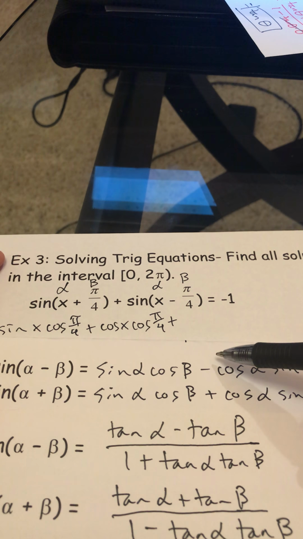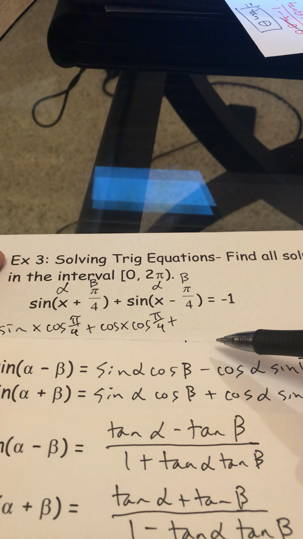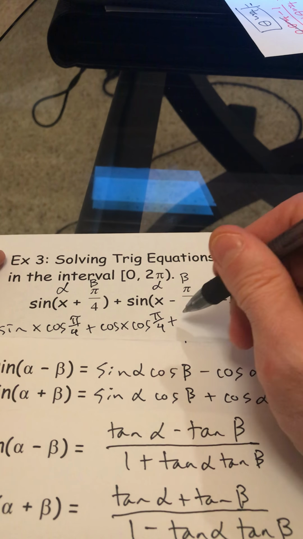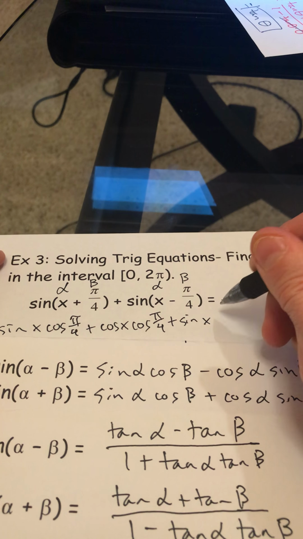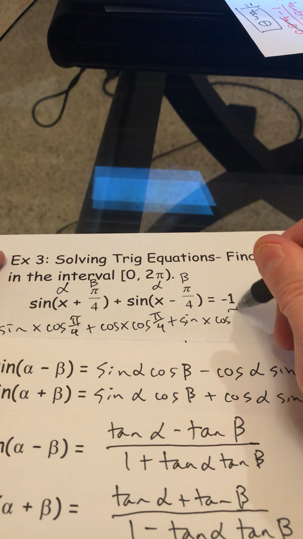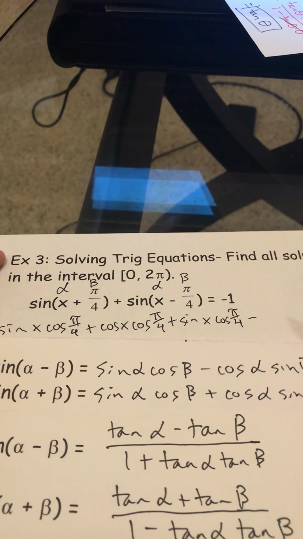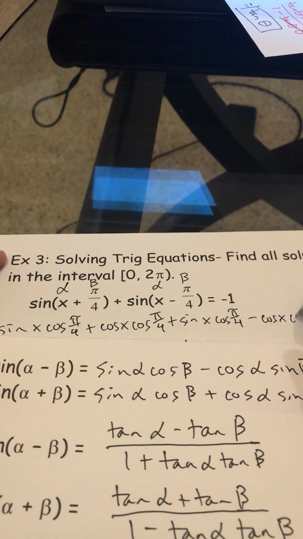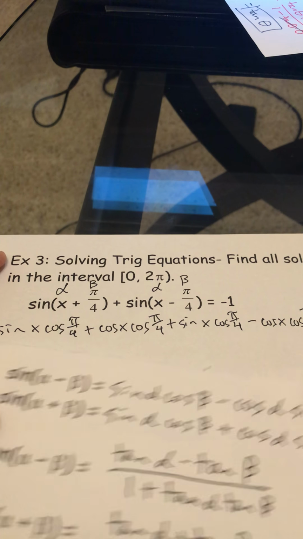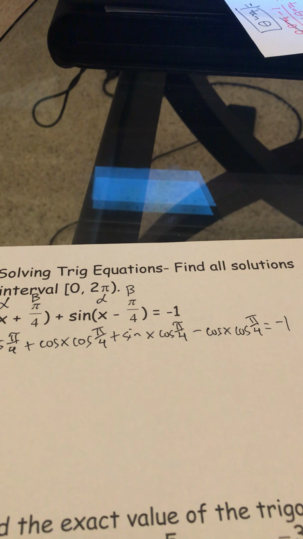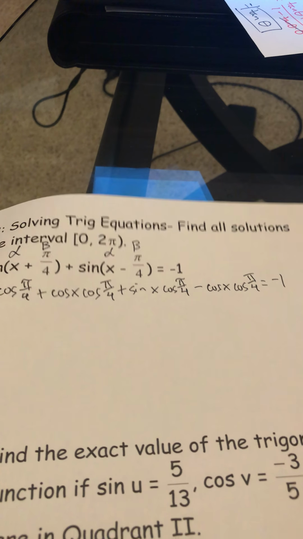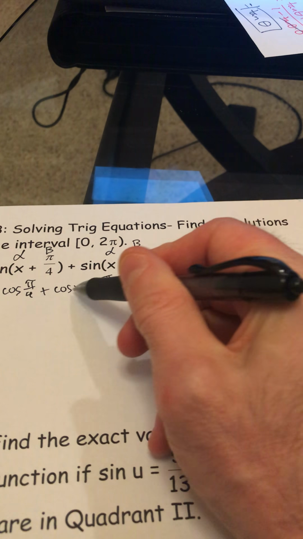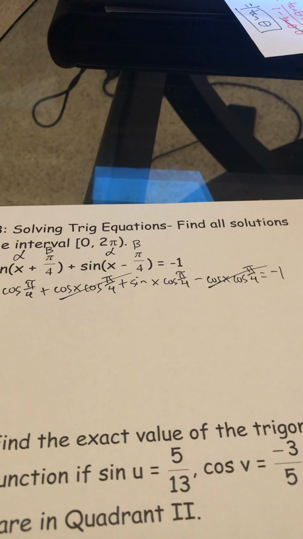So that takes care of our first half of the problem, plus now we're going to use the sine difference formula, which will actually allow us to cancel some things out here in a moment that you'll see. So then we have plus sine x cosine pi over 4 minus cosine x cosine pi over 4, and that does all equal that -1. So from here is where things will actually start to shrink down a little bit for us, but what we can now do is cancel these two terms.